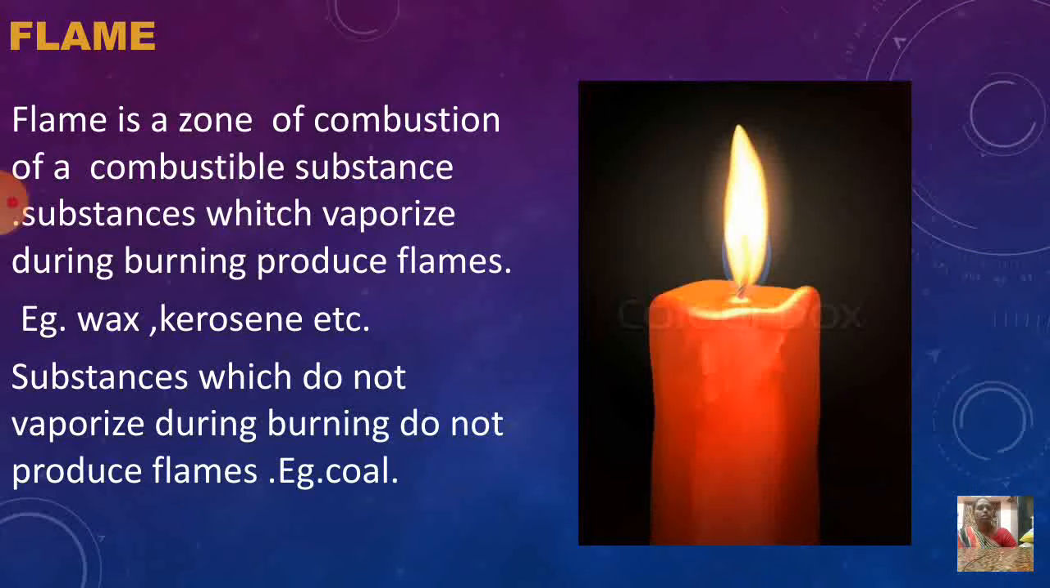Next we are going to discuss flame. Flame is a zone of combustion of a combustible substance. Substances which vaporize during burning produce flame. Example, wax and kerosene. Substances which do not vaporize during burning do not produce flames. Example, coal.